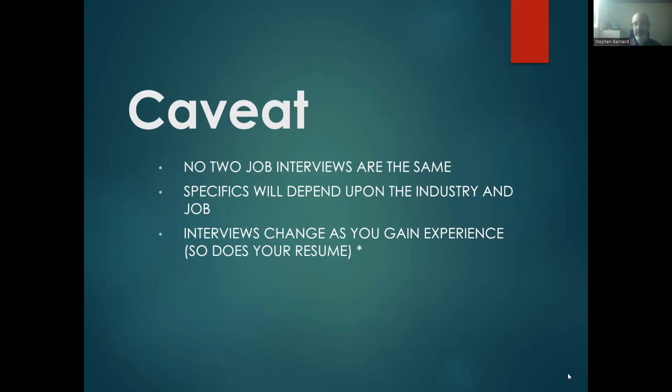As you go through life and you gain more experience, you will probably have many different job interviews. No two interviews are the same. Depending on how much experience you have and what industry you are interviewing for, you will find interviews vary a lot. This is everything from what clothes you should wear to everything else.